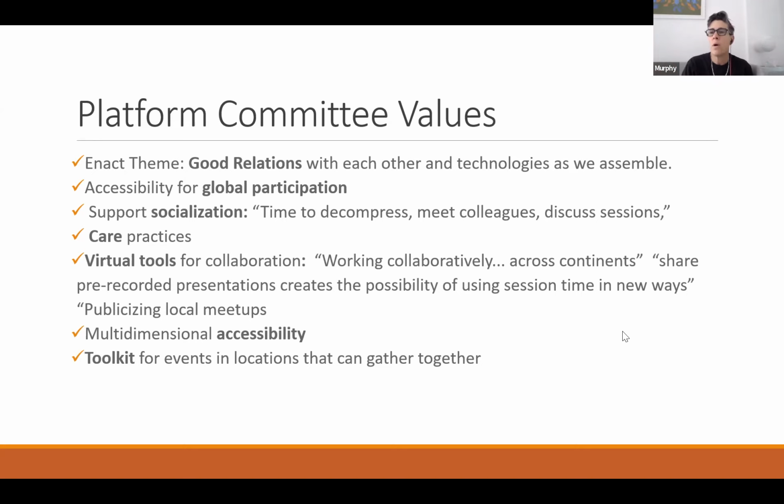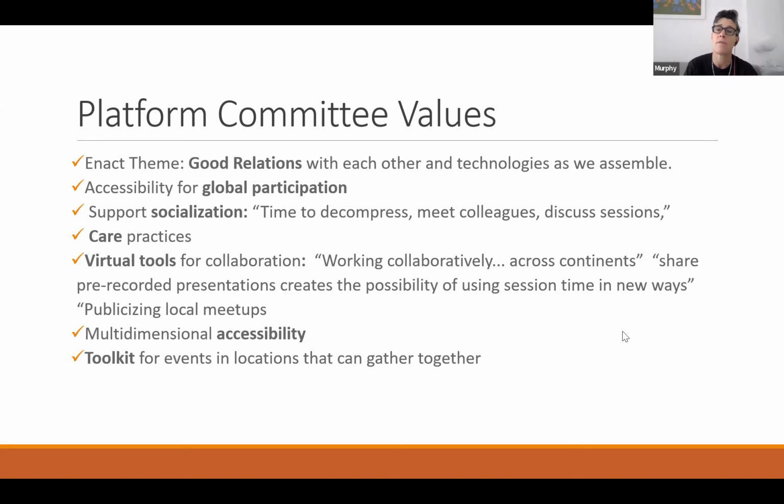Then we really wanted to take care of people. So what does it mean to create context that we could care for each other? So looking for platforms that allow socialization and informality to exist. Looking for ways of bringing care practices to the platform. Looking for virtual tools that allow people to work collaboratively or come together across different time zones.